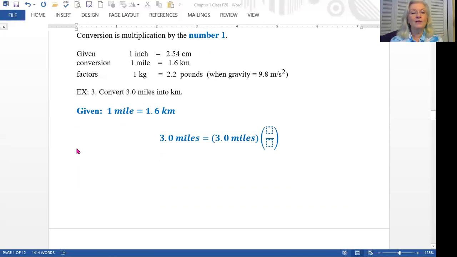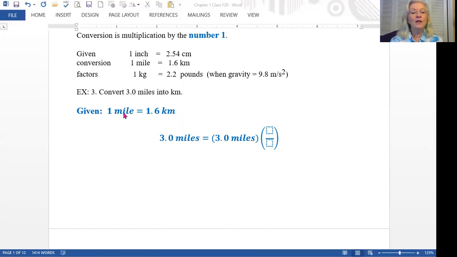So let's do one. We've got a mile. We know that 1 mile is 1.6 kilometers, and we want to convert 3 miles into kilometers. So 3 miles will be 3 miles multiplied by our conversion factor. We've got miles in the numerator, we want to cancel it, so in our denominator, we'll have to have miles.